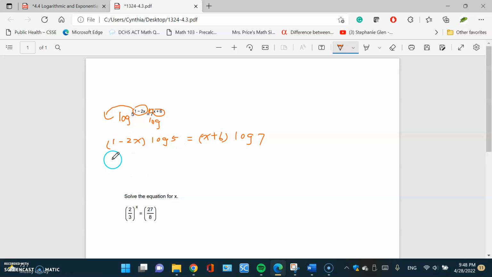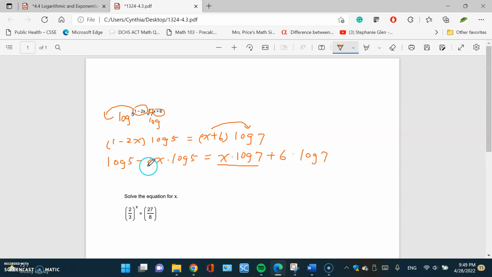Now we distribute it. So we get a log 5 minus 2x multiplied by log 5. Distribute here. So we get an x multiplied by log 7 plus 6 multiplied by log 7.